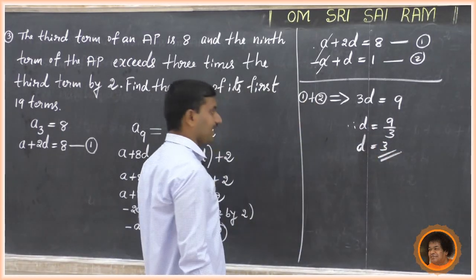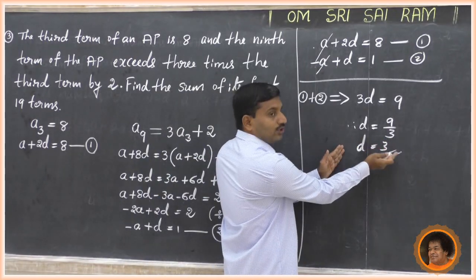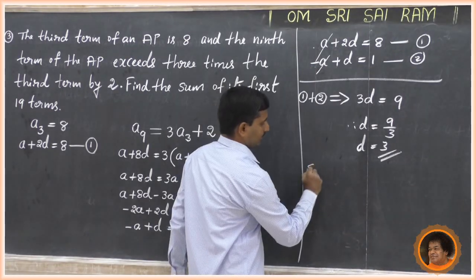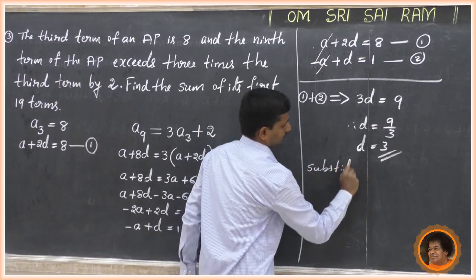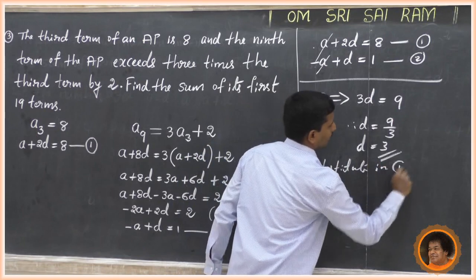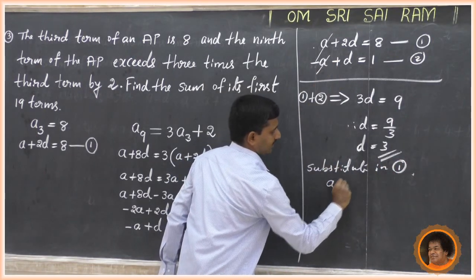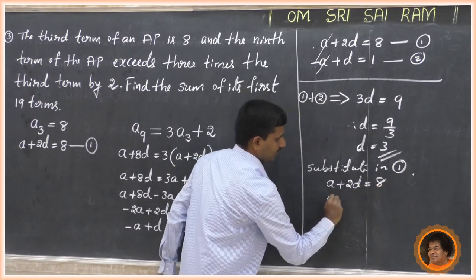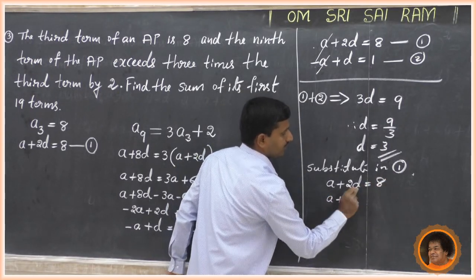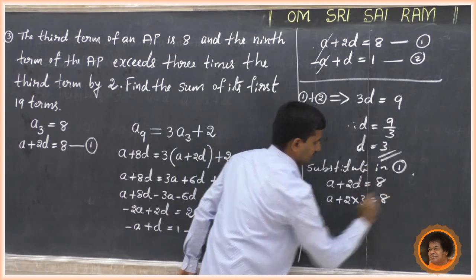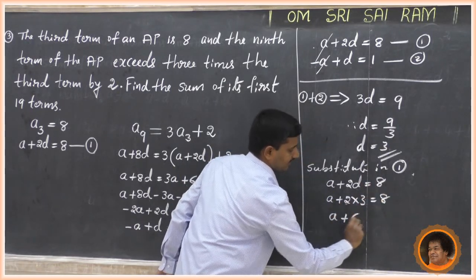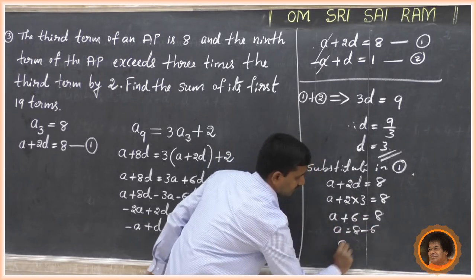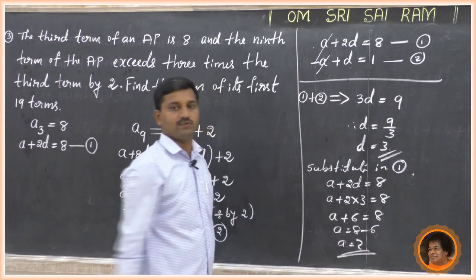Next, what is the value of a? Substitute the value of d equals 3 in any one of the equations, either equation 1 or equation 2. So substitute in 1. First equation, a plus 2d equals 8. Now substitute the value: a plus 2 into 3, 6, equals 8. A equals 8 minus 6, so a equals 2. So this is the first term.